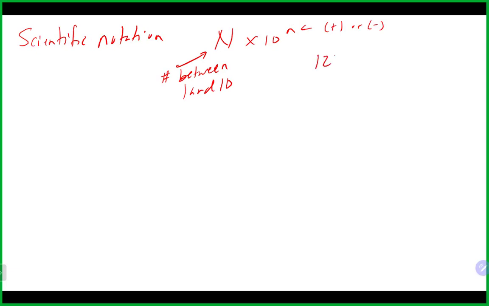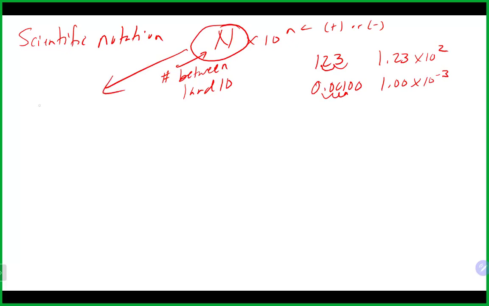So obviously if I had 123, 2 places, 1.23 times 10 to the 2. Positive if it's a large number. 0.001, 3 places, 1.00 times 10 to the minus 3. Negative exponent if it's small. When you do write a number in scientific notation, remember this front number is always significant. So we should never lose any significant figures as you go from scientific notation to decimal and back.